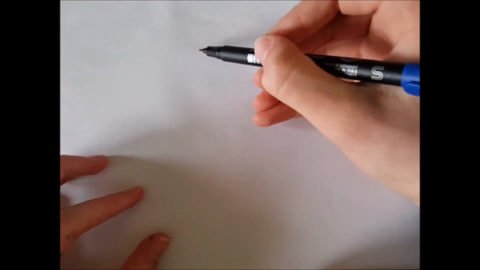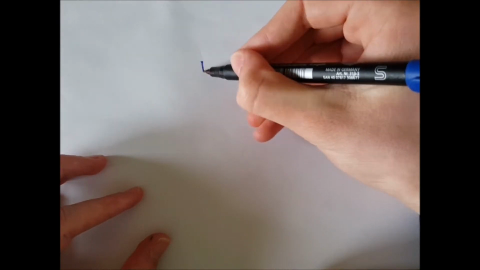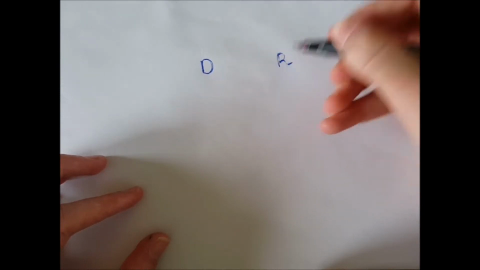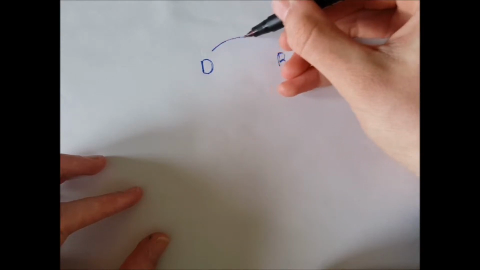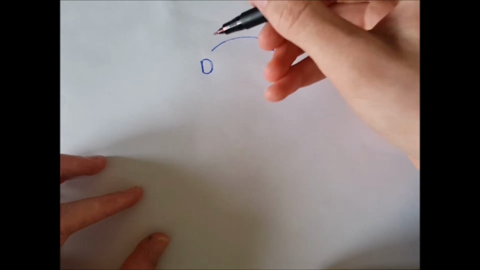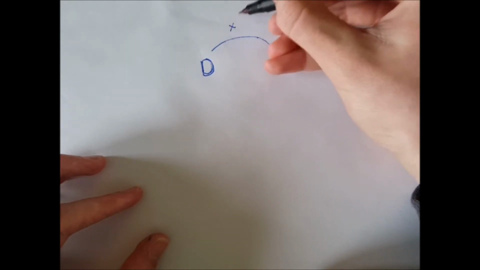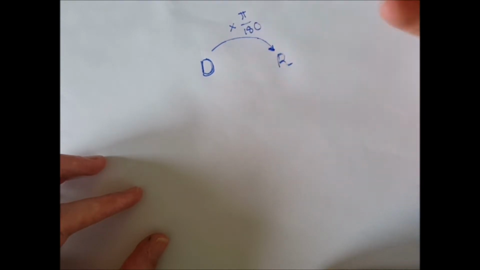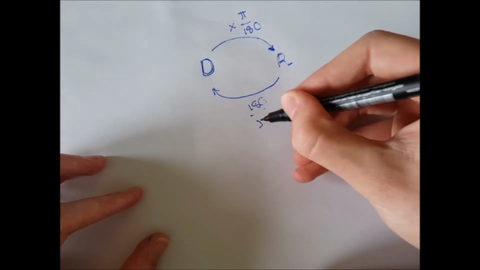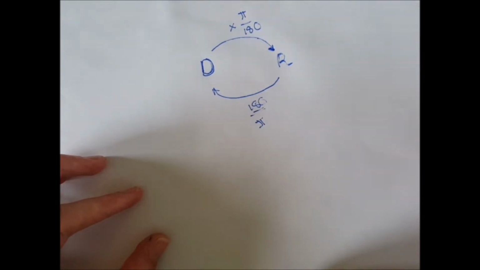First I will now show you how we convert degrees to radians and the other way around. If we have degrees noted by the letter D, and radians noted by the letter R, a simple formula connecting these two measures is that you multiply degrees by pi over 180 to get radians, and you multiply radians by 180 over pi to get degrees.